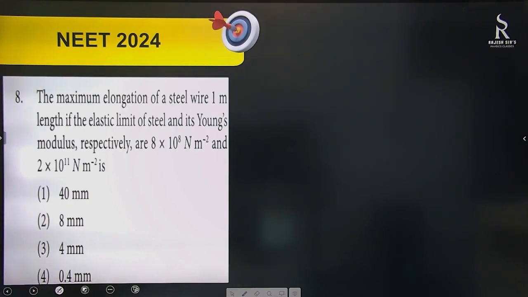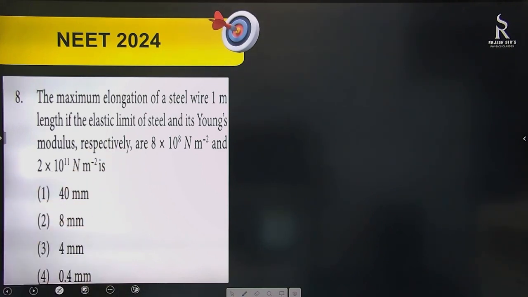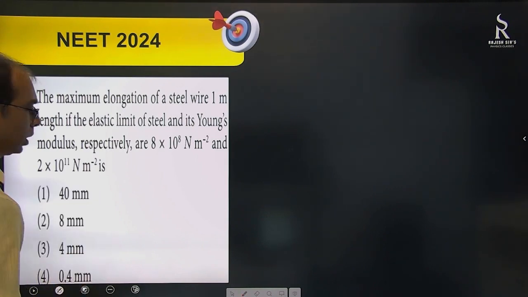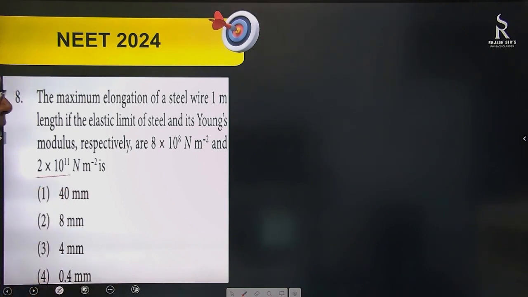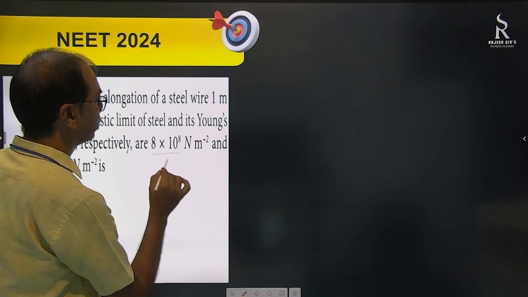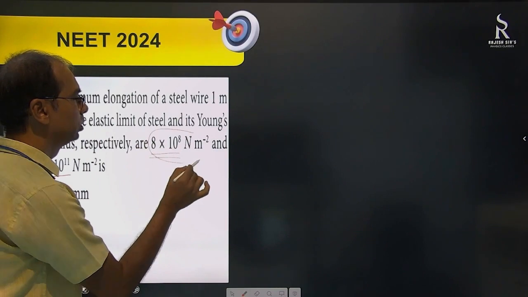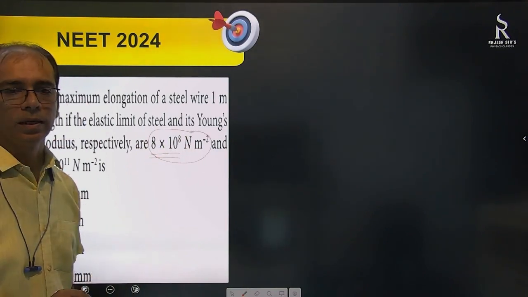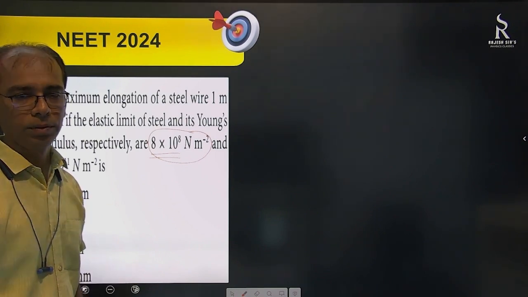The maximum elongation of a steel wire 1 meter length if the elastic limit of steel and its Young's modulus respectively are 8 into 10 to the power 8 and 2 into 10 to the power 11. Okay, now in this one there are certain things which you need to identify. What informations are given? Young's modulus is given, yes. 8 into 10 to the power 8, what is this here? Elastic limit. What is its unit? Newton per meter squared. So this is basically breaking stress. Breaking stress is given to you.